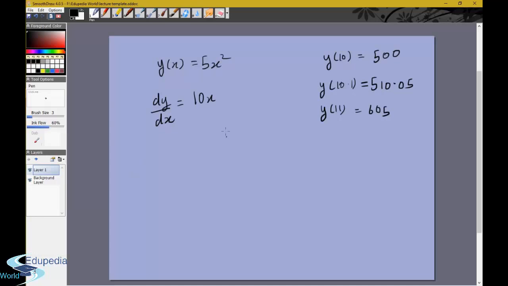So dy by dx is 10x. That means dy by dx at x is equal to 10 is equal to 100. Right? So at x is equal to 10, we know what the rate is. It is 100. But what is it at x is equal to 11?